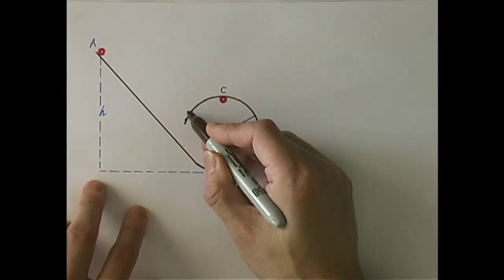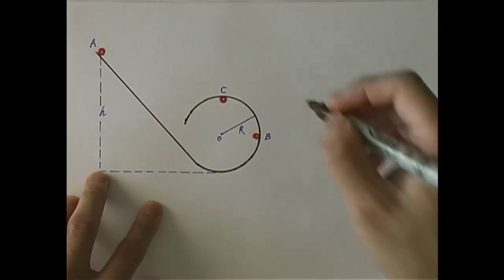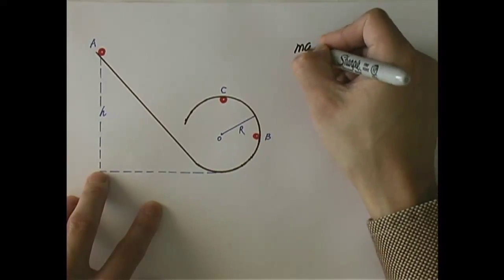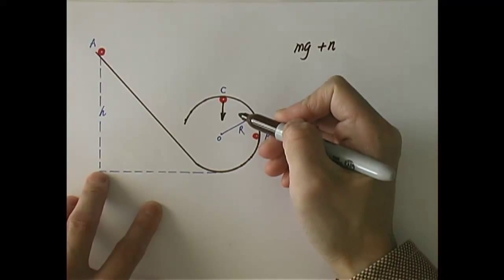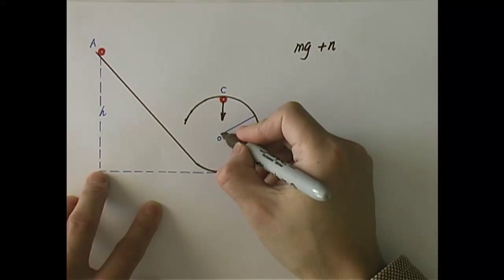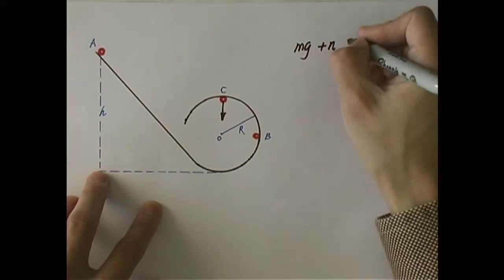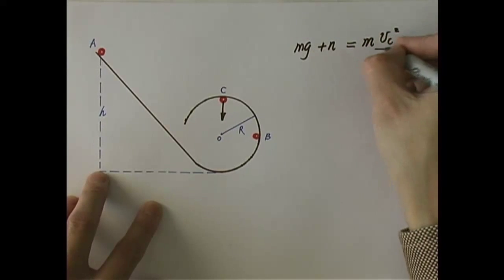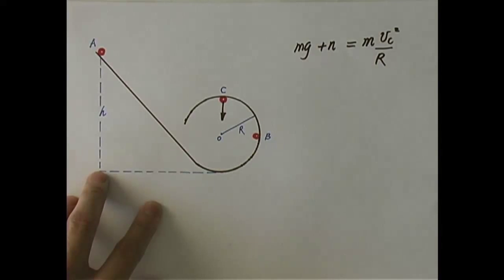The reason why it doesn't get off the track is because it still satisfies the dynamics of circular motion. It can still do circular motion. At this point, you got two forces, mg going down, and N also going down. Both of these forces point toward the center of the circle. So as far as the center of mass motion is concerned, this is a centripetal force. It equals m vc squared over r. By vc, I mean the center of mass speed at point C.